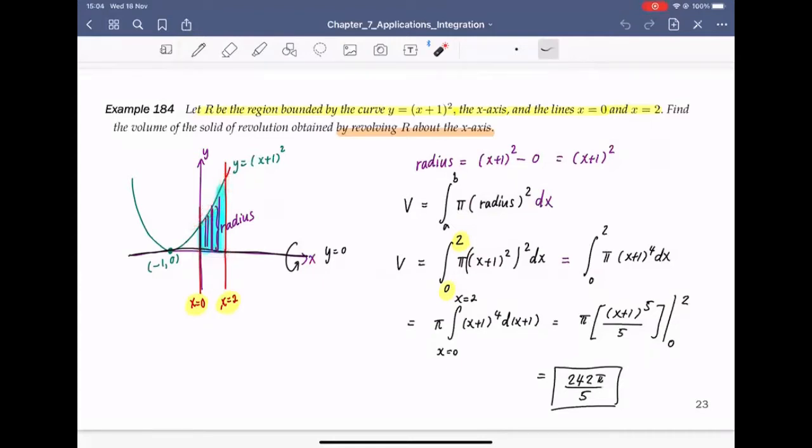So that is why your radius is going to be the top line, x plus 1 squared, and the bottom line is going to be 0. That is your radius. And then you just plug it into the formula, and you integrate from 0 to 2, because you start from x equal to 0 to x equal to 2. That is how we use this method to find the volume.